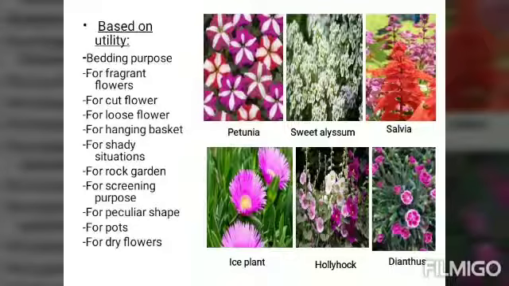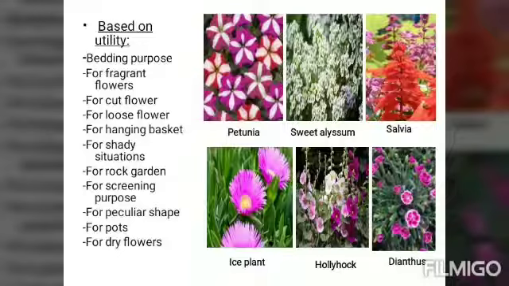And then for loose flower, based on the utility, which type of flower? Marigold, annual chrysanthemum, aster, and then sunflower, zinnia. And I think you already know how they look, how marigold looks, how sunflower looks.